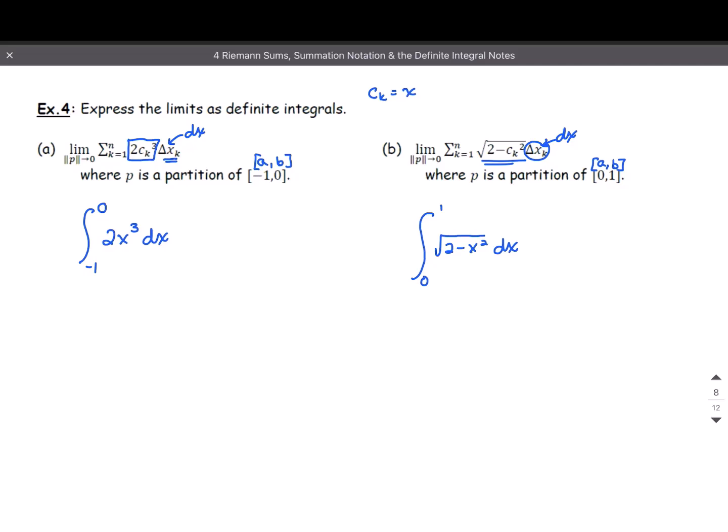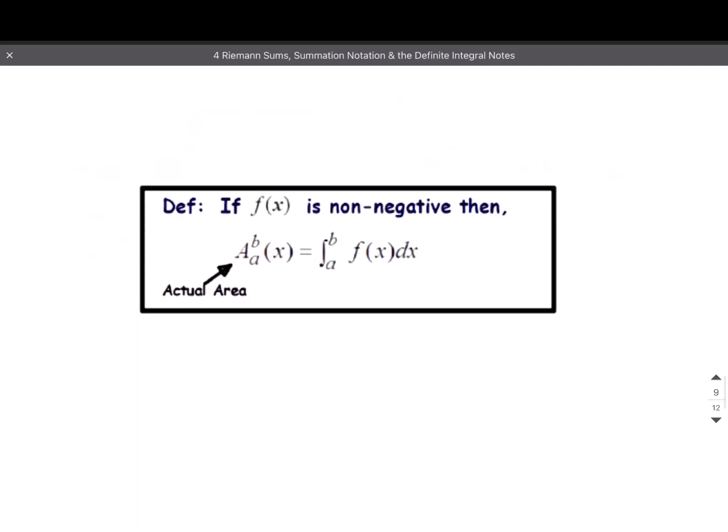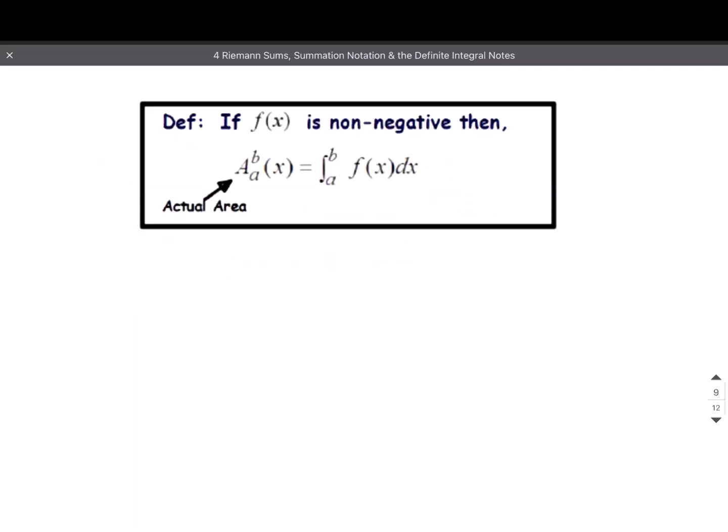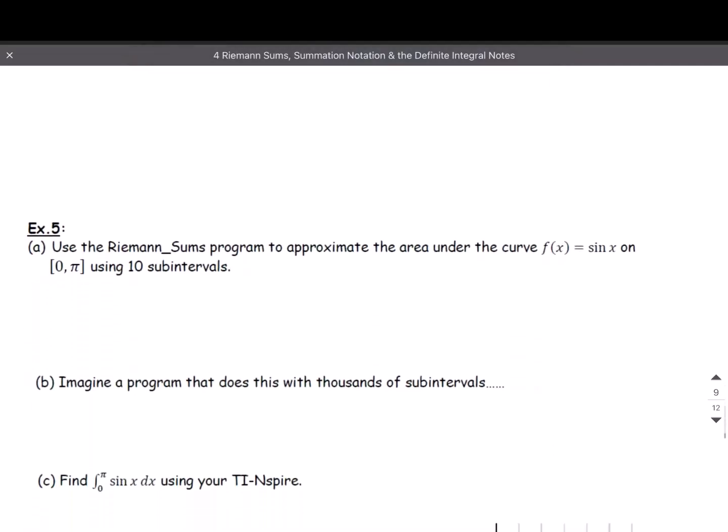That's that. That's it. Now, a little note here. If f of x is non-negative, notice it says non-negative. That means positive or 0. Then the actual area from a to b is the integral from a to b of f of x dx. That's pretty cool, right? We were doing that for the most part. But notice it says non-negative. So what happens when f of x is negative? Let's see if we can figure this out.